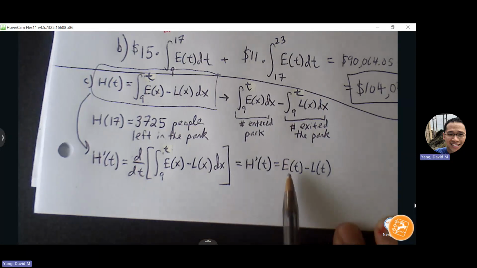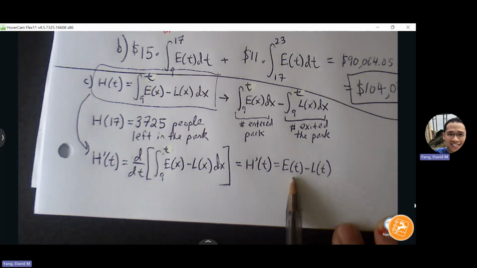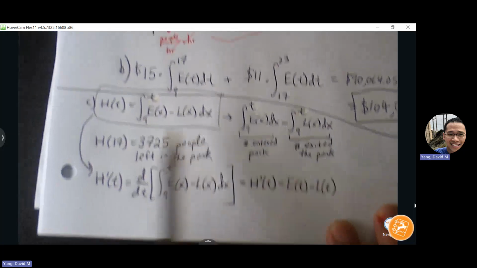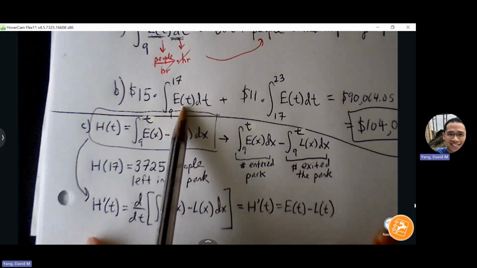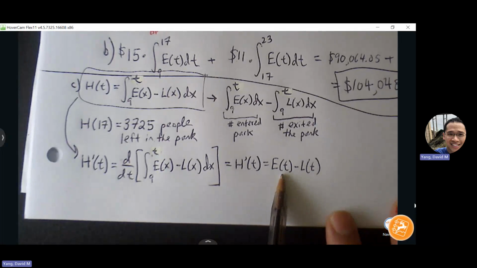So if I do E of t minus L of t, what do you think that information is going to tell us about what's happening? The amount of people that are currently still. Well, this is a rate though. This is not the integral anymore. The integral is the number of people. This is going to be the rate at which people are entering.